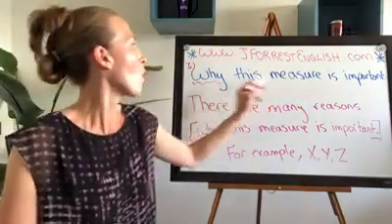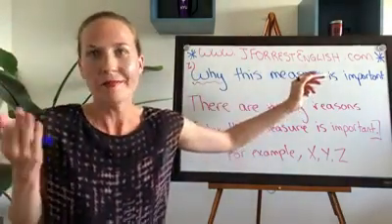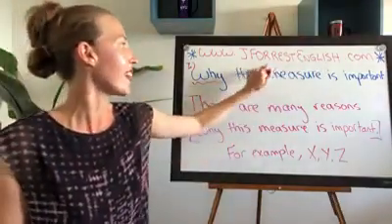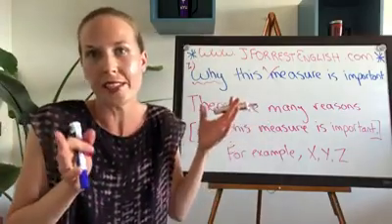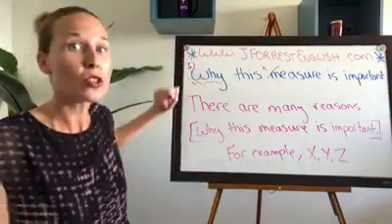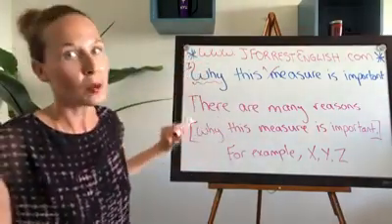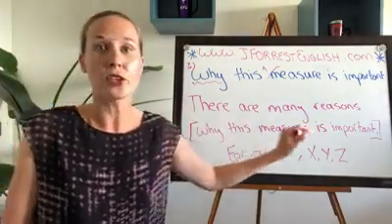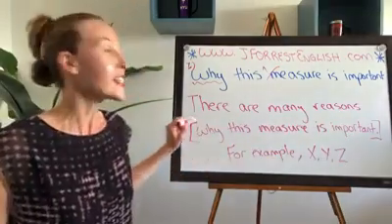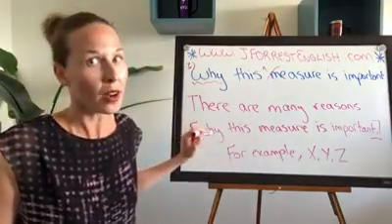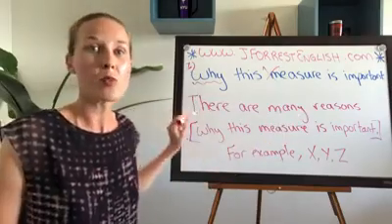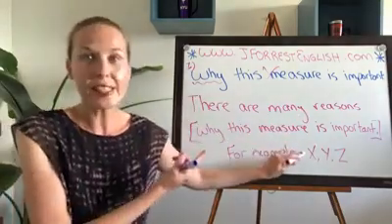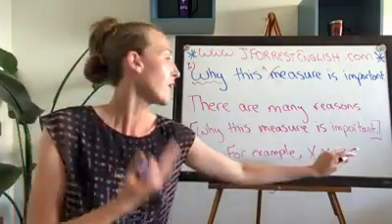But this alone, why this measure is important, that's incomplete. That's not a complete thought. That's not a sentence, okay? But I can take that and turn it into a complete sentence. There are many reasons why this measure is important. This is a statement, right? It's not a question. There are many reasons why this measure is important. For example, reason 1, reason 2, reason 3.